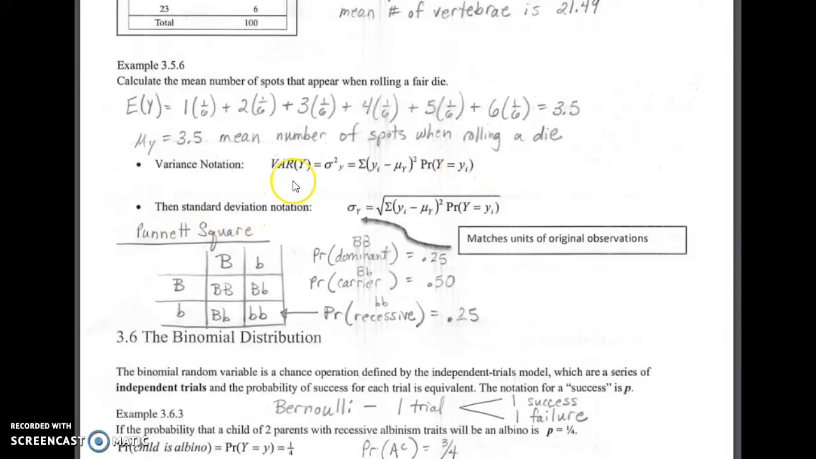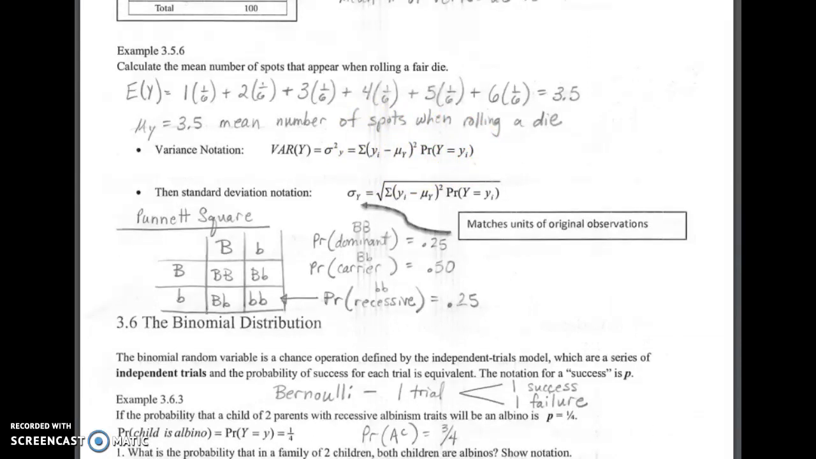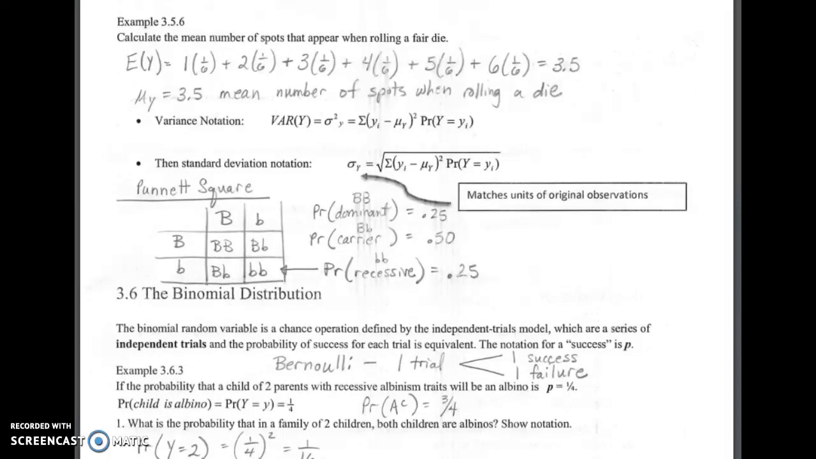And our standard deviation is simply the square root of sigma squared, and if you take the square root of a squaring, you get sigma itself. So standard deviation notation is sigma y, and that would be the square root of this formula right here for variance. Those are not really things you'd need to know by memorizing or anything like that. You can always go back to look at this.